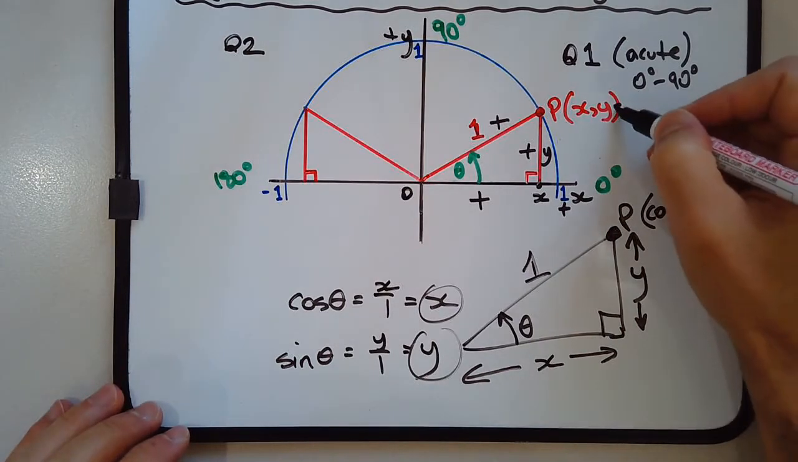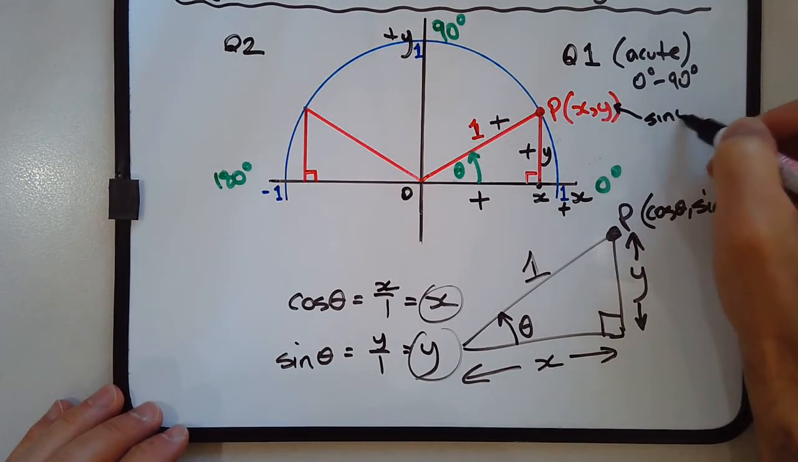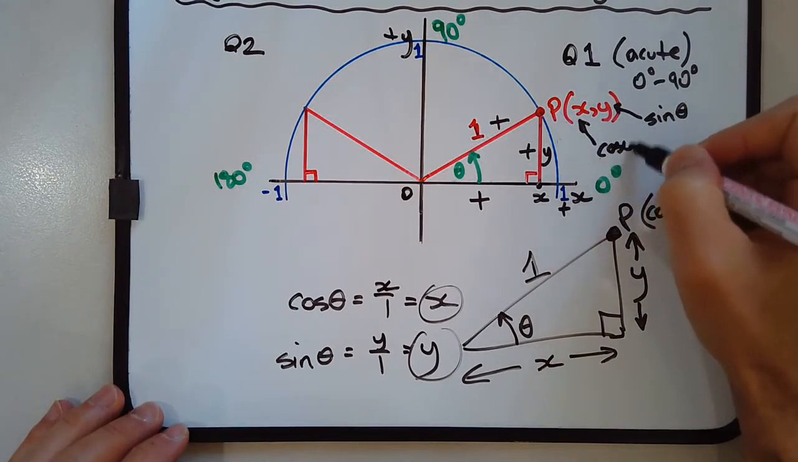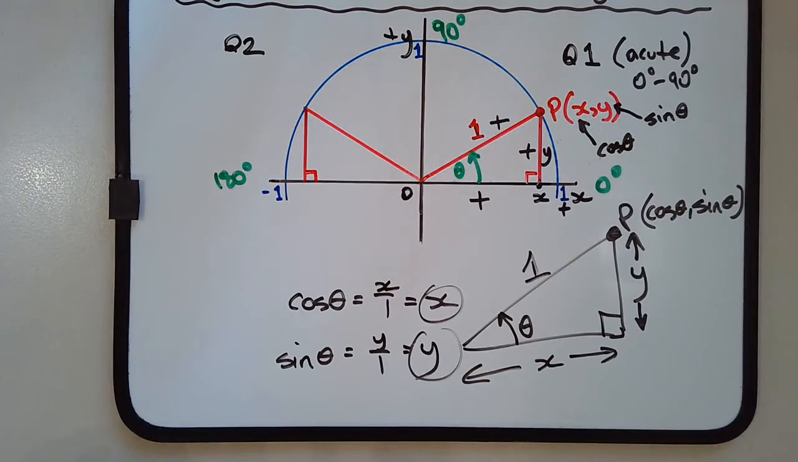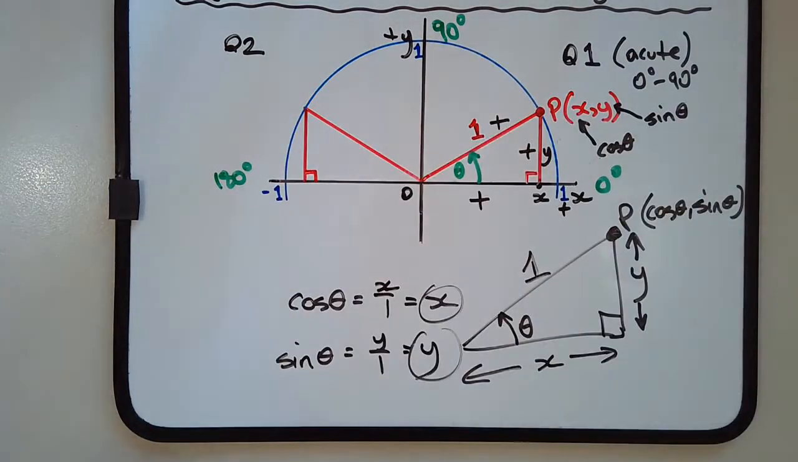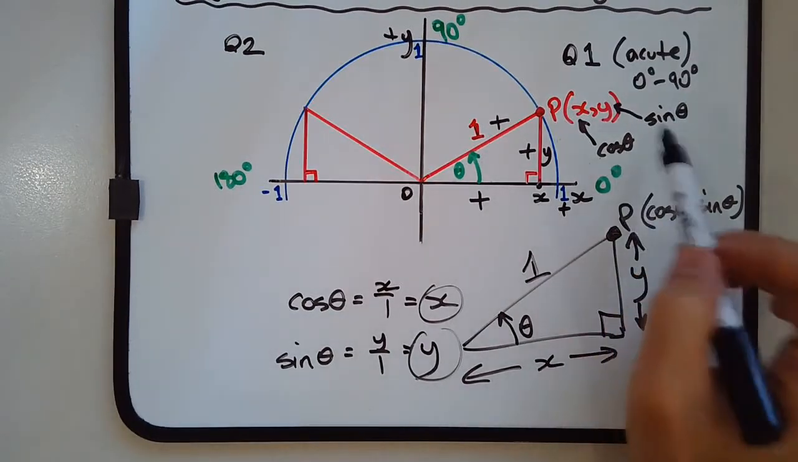But I might just make a point of this. So this y is really sine theta, and this x coordinate is really cos theta. All I need now is theta, and then I've got the coordinates of point P. As we move around the circle, obviously these coordinates are going to change.